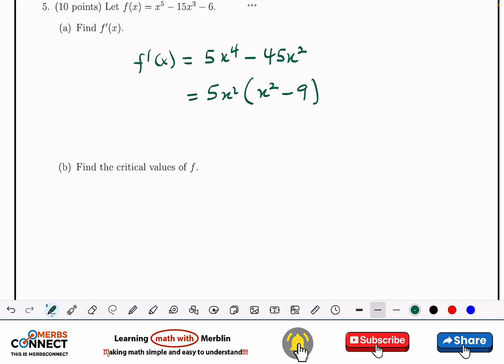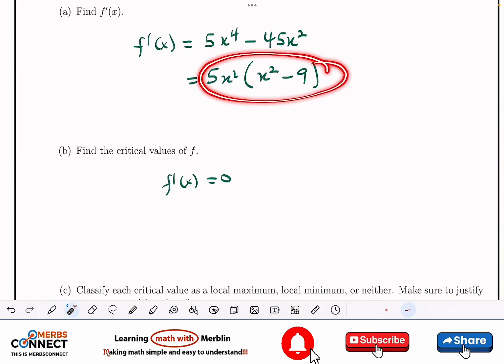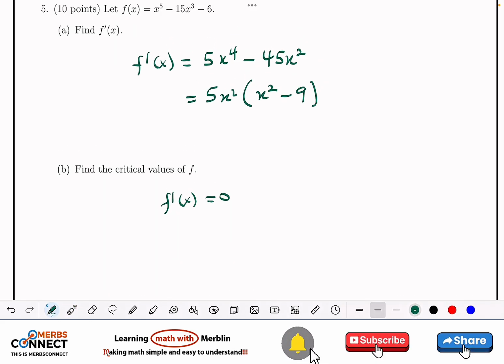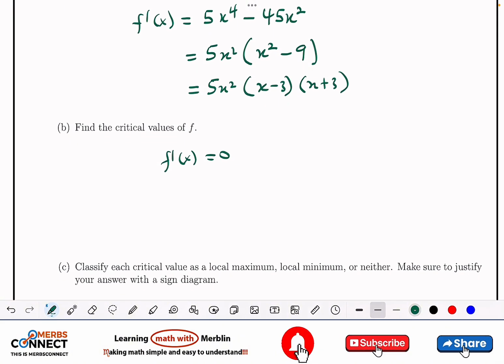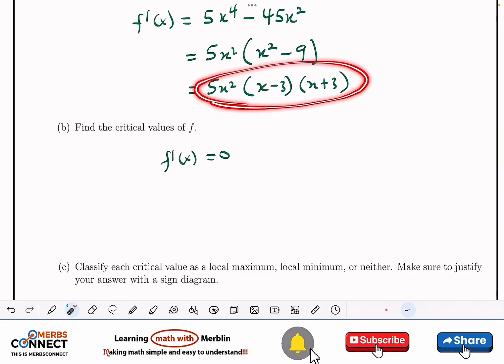from the f prime. So for a critical point, we said f prime should be equal to 0. So we actually want to make sure that this is equal to 0. I think I can even do one step here. This is the same as 5x squared, and this is the same as a difference of two squares: x minus 3, x plus 3. Right, so I can do difference of two squares from there. So what are the critical points?